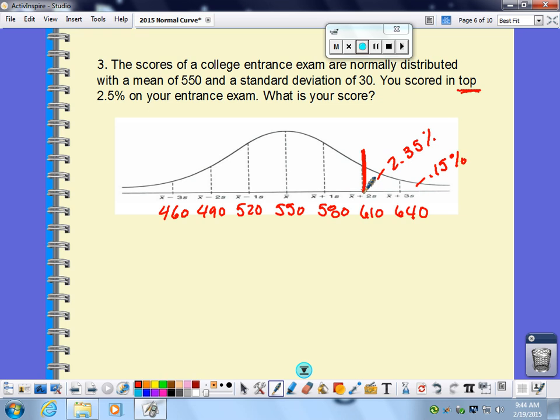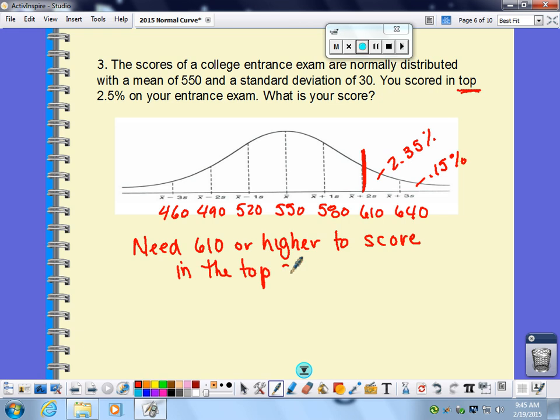So that means you need a 610 or higher to score in the top 2.5%. So there's another type of question, kind of going backwards. That's why on the calculator we call this inverse norm. Like I said, here again, I'll show you how to use your calculator to find these answers also.